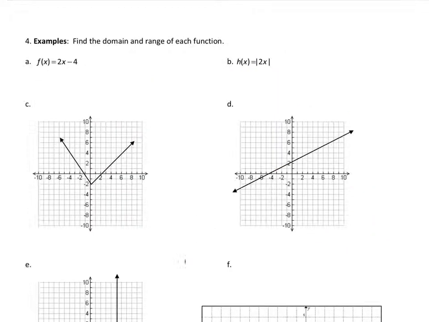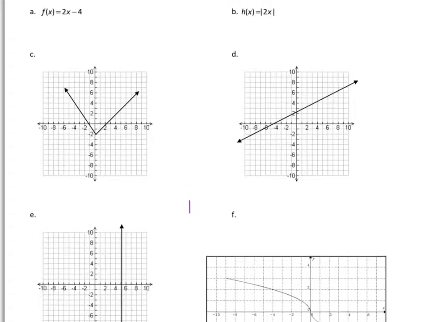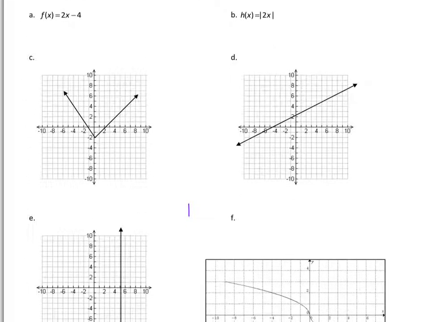Okay, so find the domain and range of each function. Let's see. I'm going to try typing this and see if I have any success with that. For A, the domain of that one is going to be all real numbers, and so is the range because it's just a polynomial function. I couldn't type this funny looking R, so there it is.